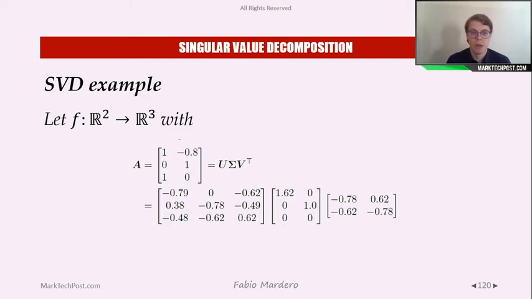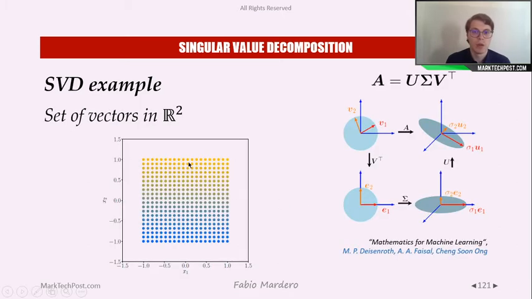Let's see a brief example of how we can interpret the singular value decomposition. Here we have a transformation from the plane to the 3D space. The transformation matrix of this function is represented by this 3 by 2 matrix. This one can be decomposed into these three matrices using SVD. Let's see what it means doing all these three steps, these three matrices.